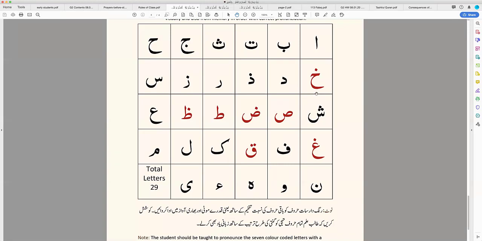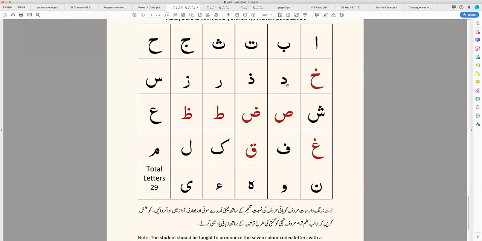Repeat after me: Ha, sad, dad, ta, za, ghain, qaf. So these ones in red are always thick letters.